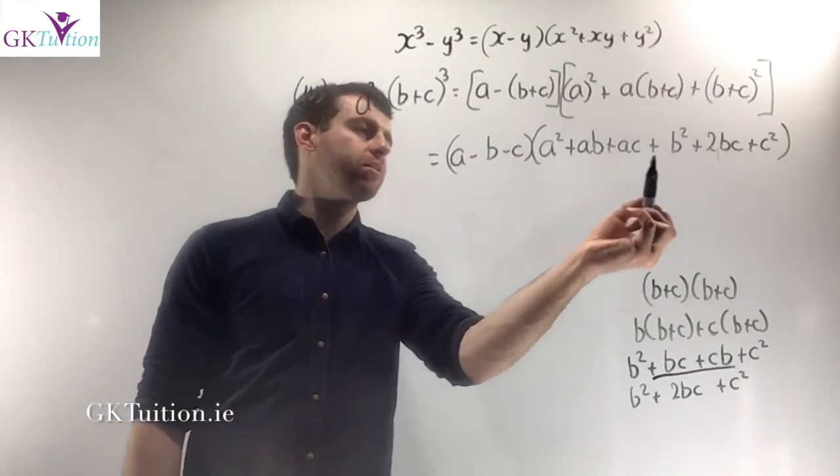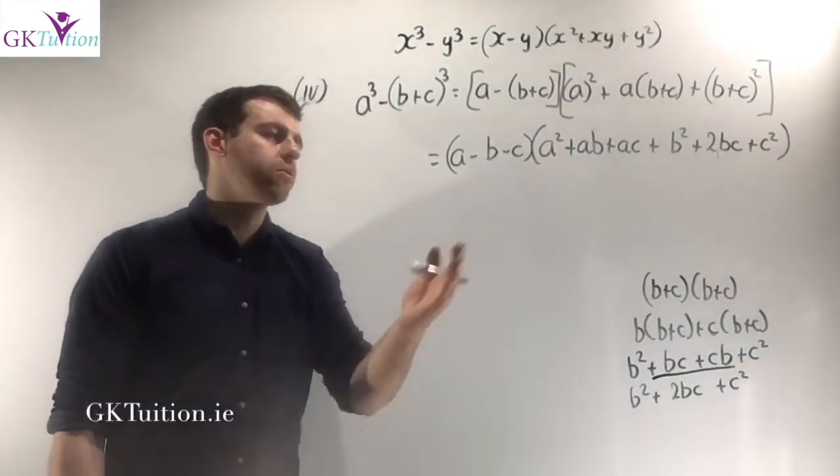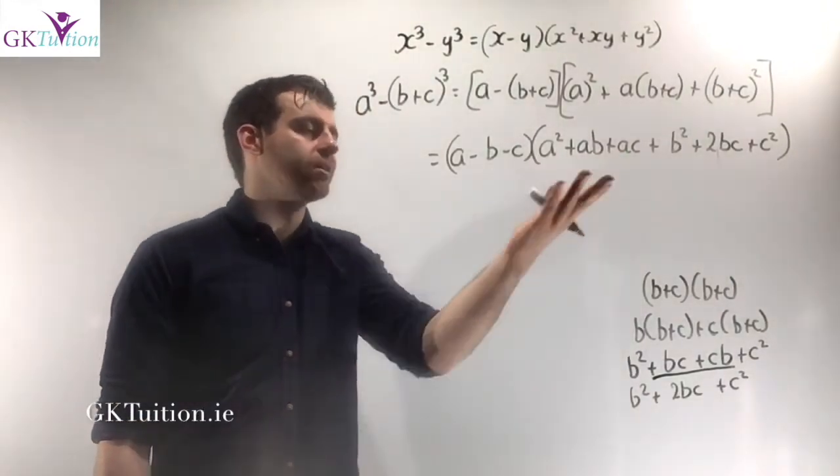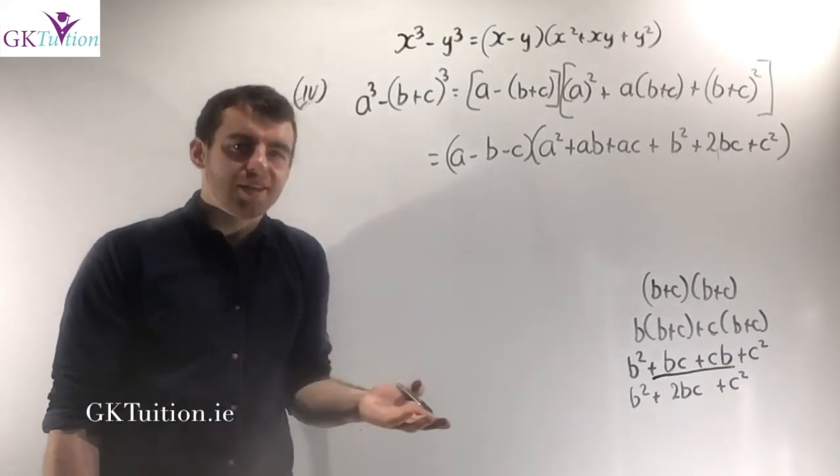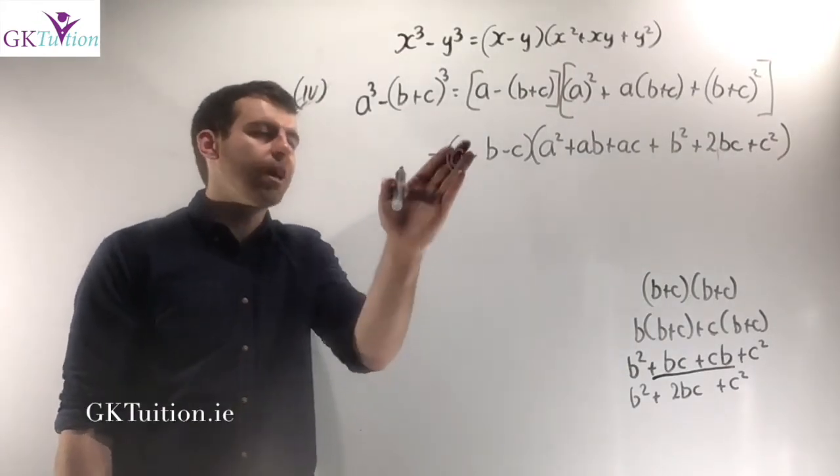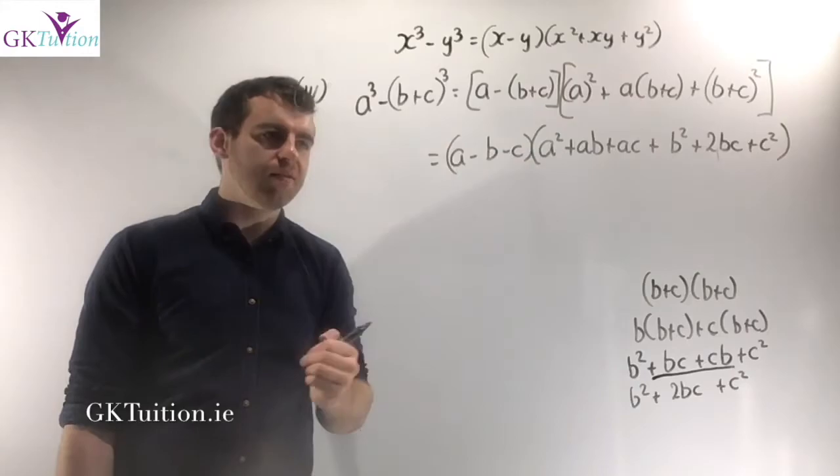And then I looked here to see if there are any like terms, but there are no like terms there. Every term has different variables in it, so I can't actually simplify it. All I can do now is, those are my 2 factors and I can leave it like that.